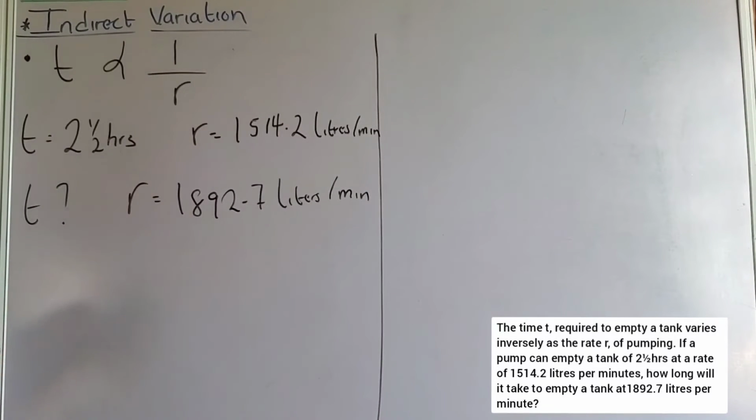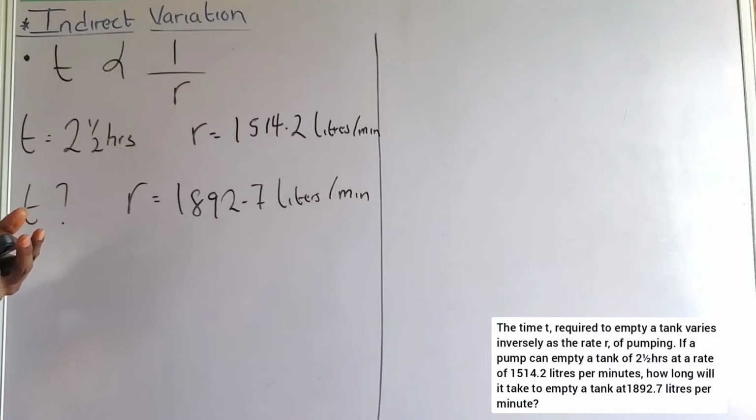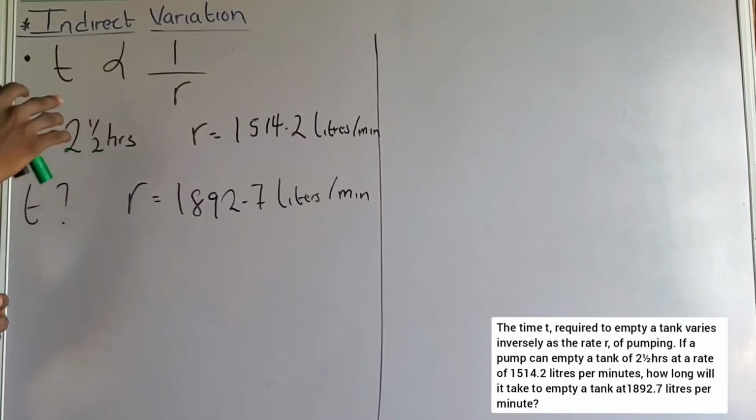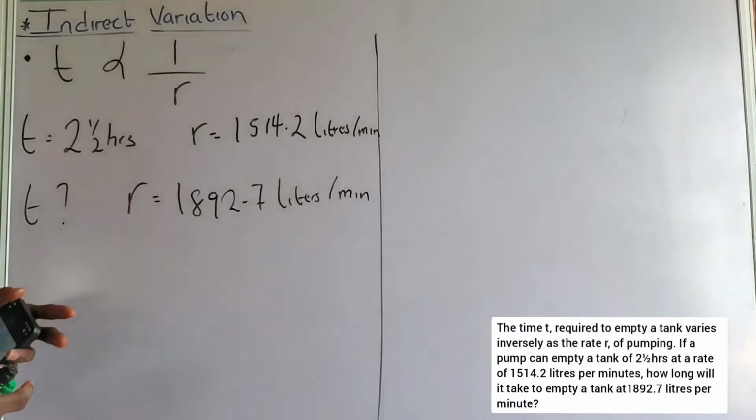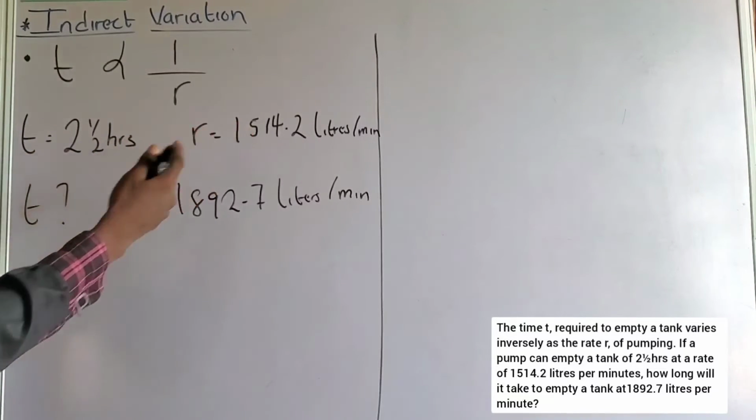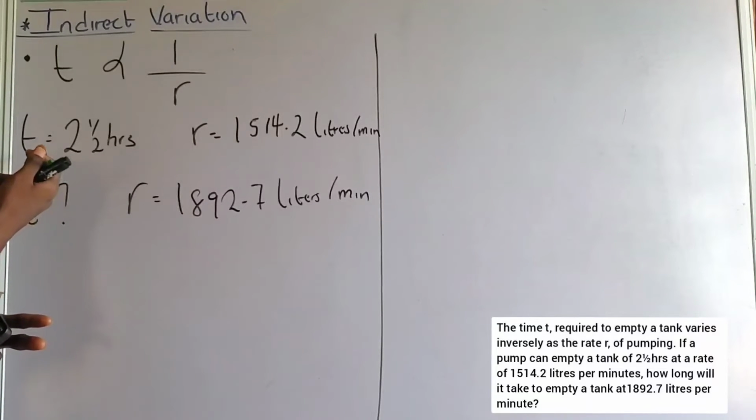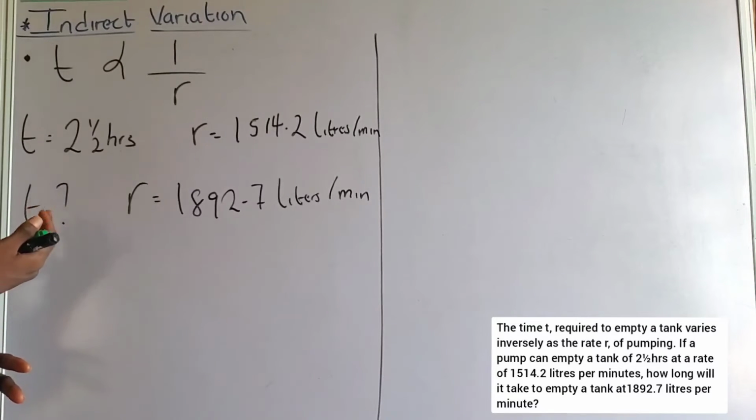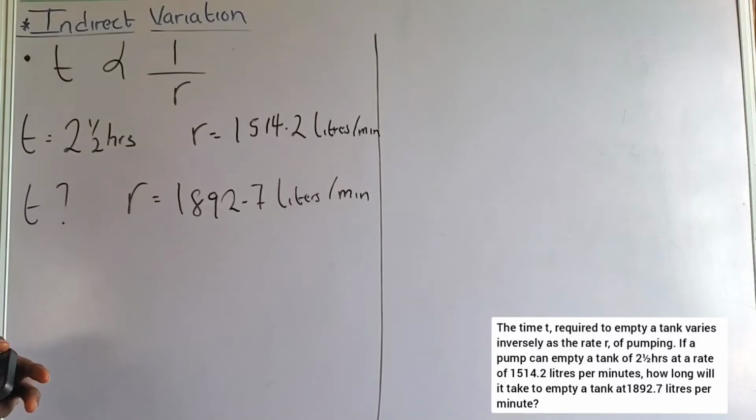We are given that the time required to empty a tank varies inversely as the rate of pumping. This is the mathematical expression for that statement: T varies inversely as R. Now we are given that the time required to empty a tank of 1,514.2 liters per minute is 2.5 hours. We are now asked to find the time it takes to empty a tank of 1,892.7 liters per minute.